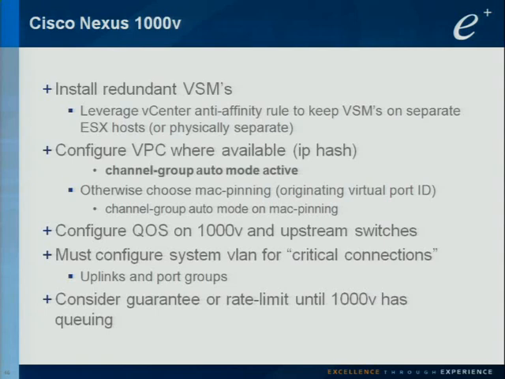And then lastly, this is an important point here. 1000V right now does not have a queuing mechanism in it, so you're defining class of service, you're tagging the traffic, but you're not doing anything with that tag until you get to the next upstream device. Yes, sir? I can go show you the doc. We'll pull it up right after. All of you guys come up, I'll show you.